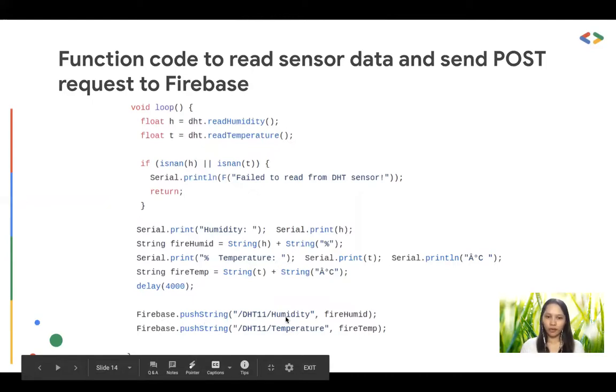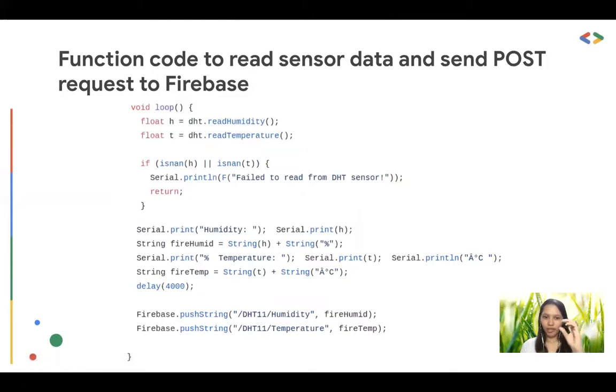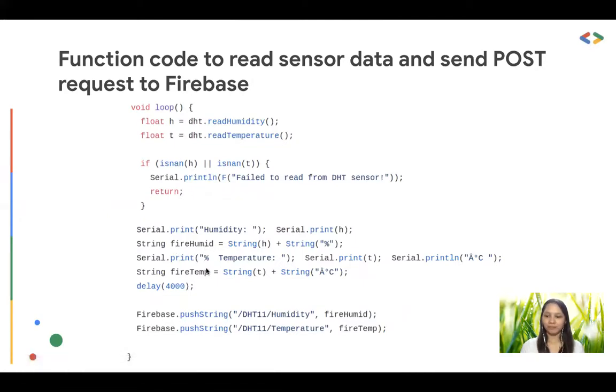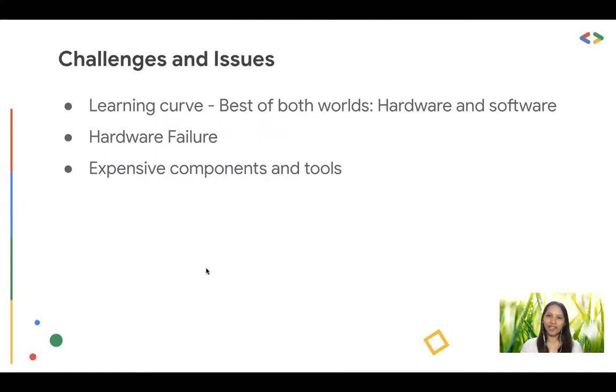So this is the format of the database that we will have. We have DHT11 as a parent node, and next would be Humidity, and that is where the data will be appended right after. So we're sending the far humid and far temperature variables, which are actually declared in here. And so all in all, that is how the project came together.